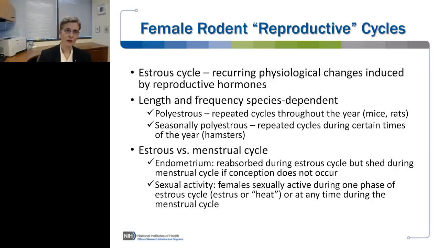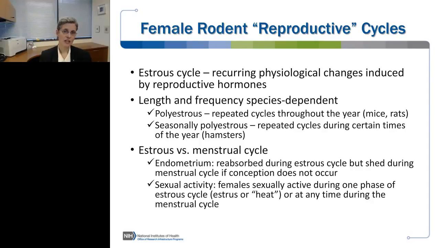Now that we've talked about male reproductive cycles, I want to briefly review female reproductive cycles. This is something that may be more familiar to us versus the males. The estrous cycle comprises recurring physiological changes that are induced by reproductive hormones in females. And the length and frequency of these estrous cycles will vary depending on the species. For example, mice and rats are considered to be polyestrous because they have repeated cycles throughout the year, whereas animals such as hamsters are seasonally polyestrous, where they may have repeated cycles during specific times of the year.